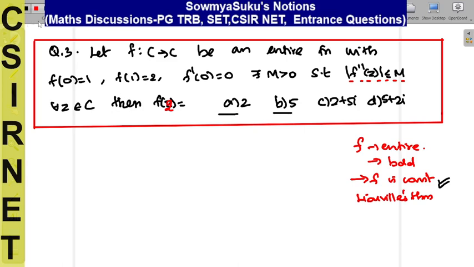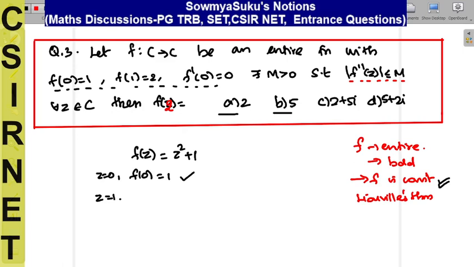So we have to choose a function, f of z equal to z square plus 1, because this should satisfy these three conditions. Let's check: putting z equal to 0, f of 0 equal to 1, the first condition is satisfied. Then z equal to 1, f of 1 is 1 plus 1, 2, second condition satisfied. Let's check f dash. f dash of z is 2z. Substituting the third condition, f dash of 0 equals 0. So three conditions are satisfied.